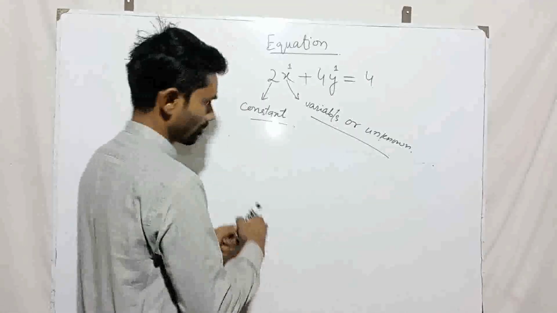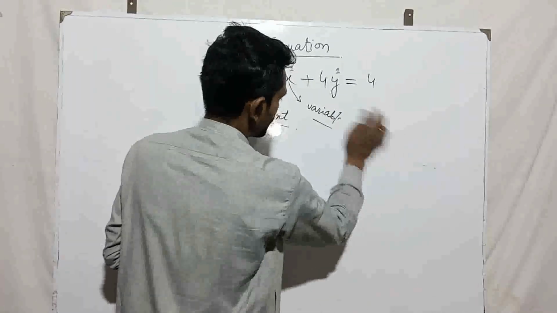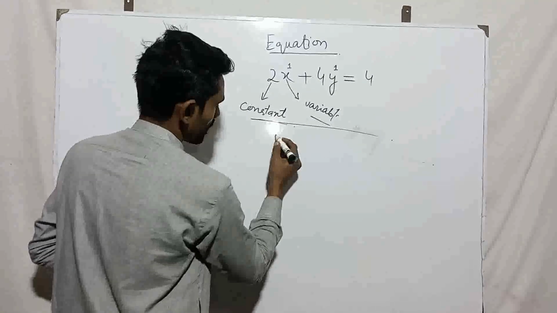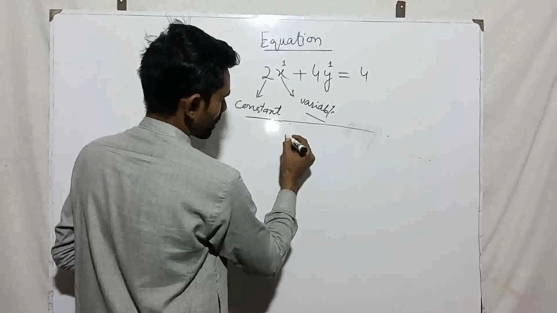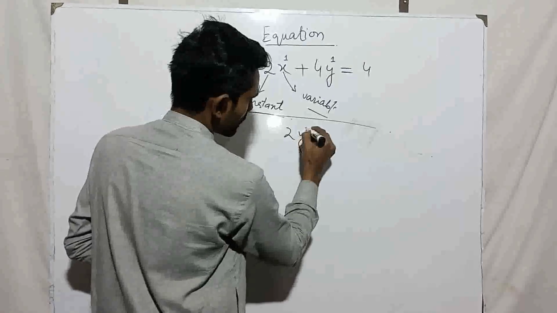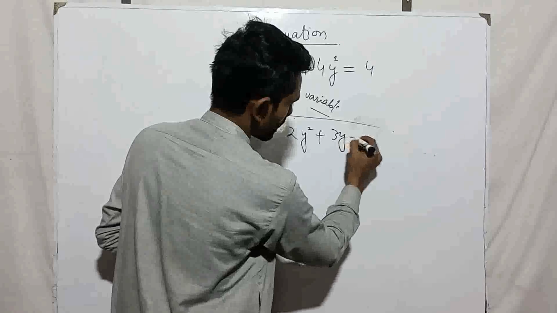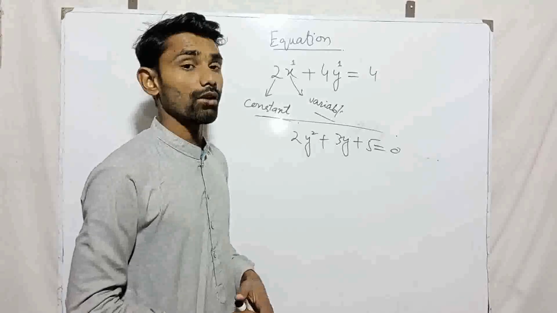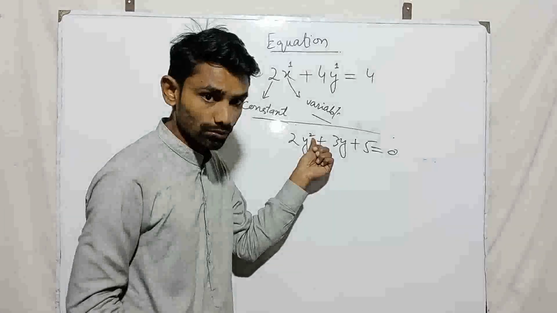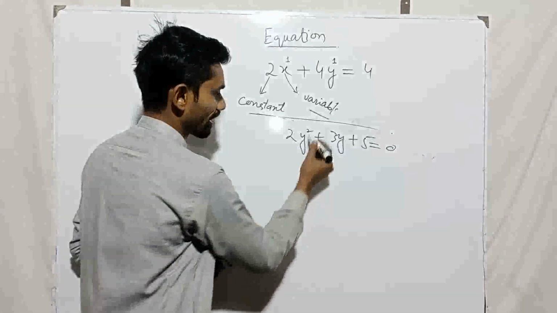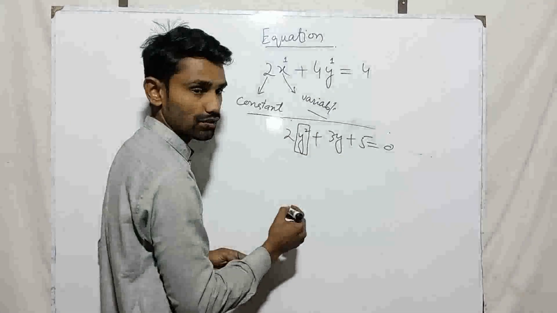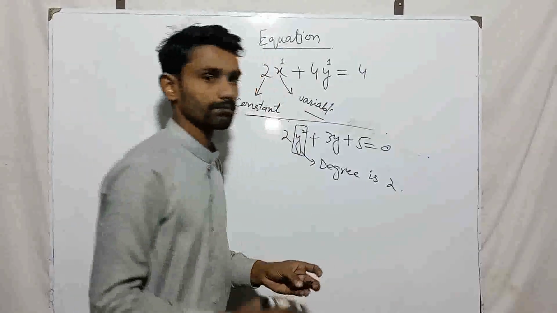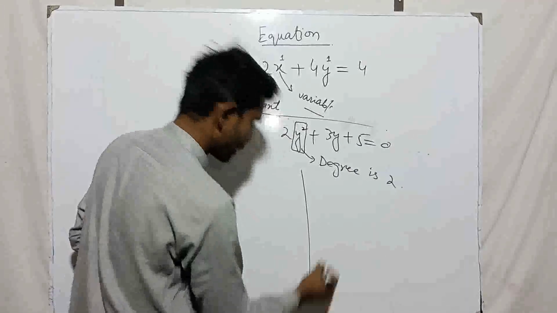We can look at some other examples. Let's suppose I have 2y squared plus 3y plus 5 is equal to 0. This is another equation, and now you can see that the variable's power is 2. So its degree is 2.